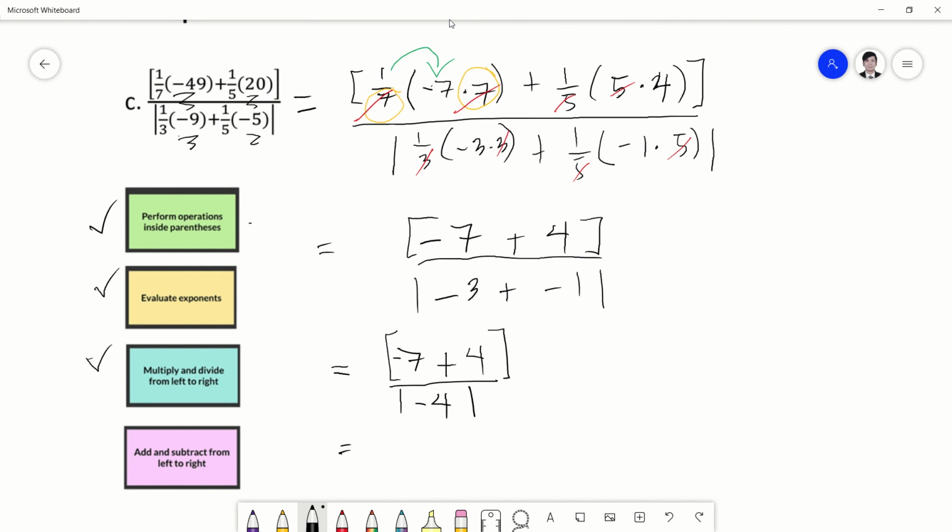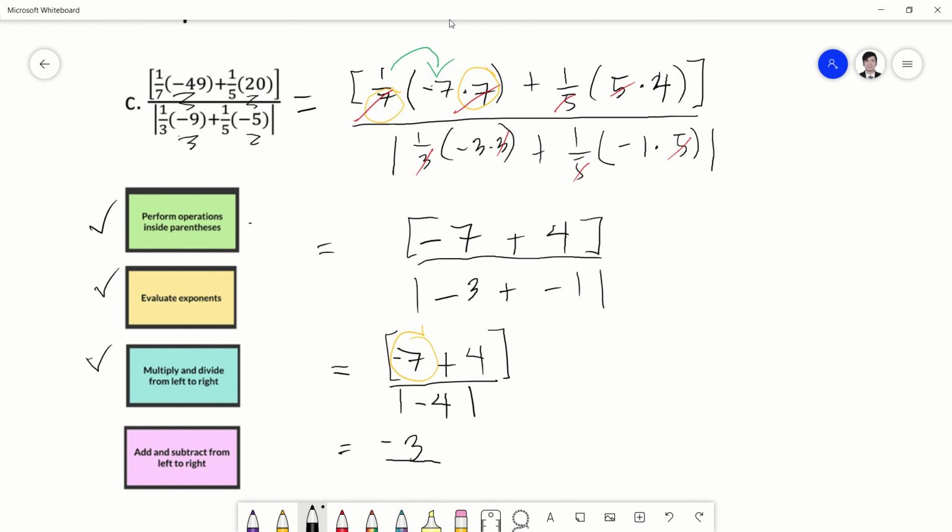And then next, since this is just a bracket, you just have to add negative 7 with 4. And they have different signs. That means you need to subtract the absolute values of each number, which are 7 and 4. 7 minus 4 is 3. And then negative 7 is greater than 4, so its sign will be followed, which is negative 3.